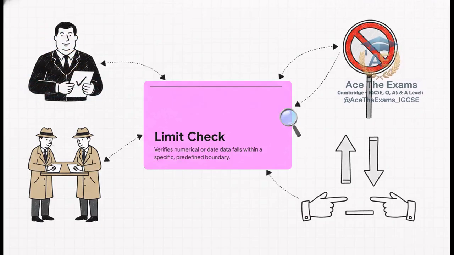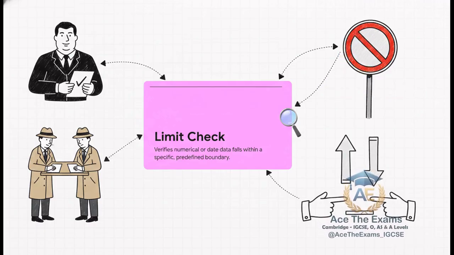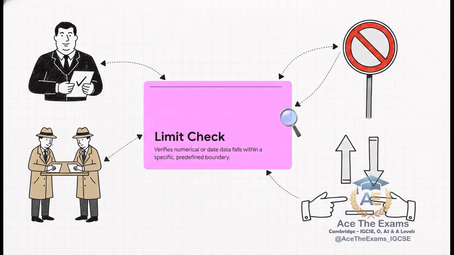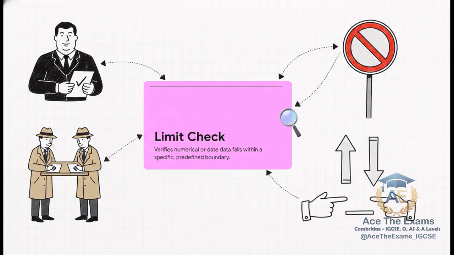Once you are inside the club, imagine two serious detectives interrogating a suspect, comparing his alibi with his phone records to see if the story logically matches up. That is your consistency check, comparing two separate pieces of information for logical flow. Finally, outside the club on the street is a bright flashing speed limit sign saying maximum 50. That is your limit check, a strict numerical boundary.